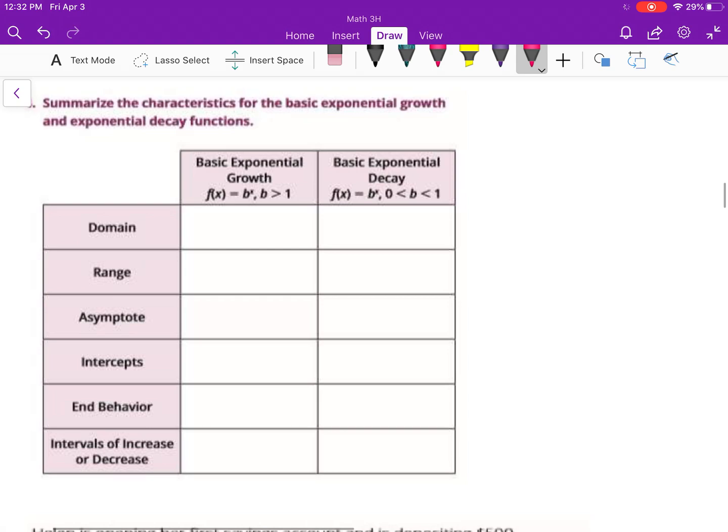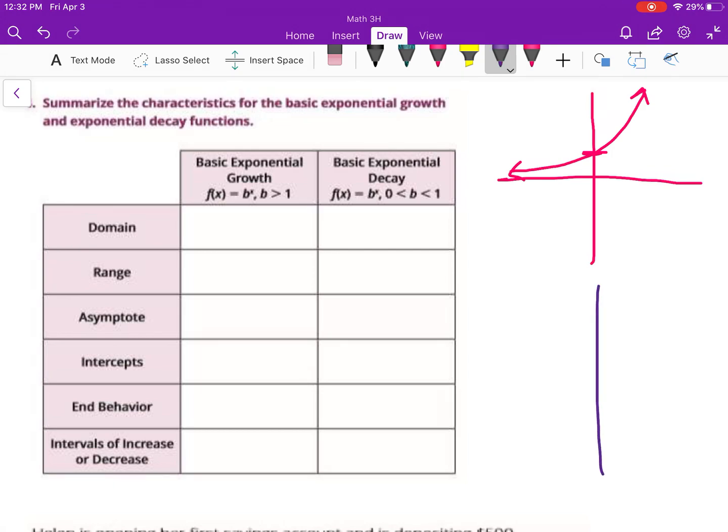Now, just as a quick review, we've got our exponential growth graph. That's 0, 1. And I'll draw a quick exponential decay graph. Oops, a little more slanty, sorry. That's still 0, 1. I put a line, I should have put a point there. Now they look the same. We're going to talk about some of the things. So let's look at growth.